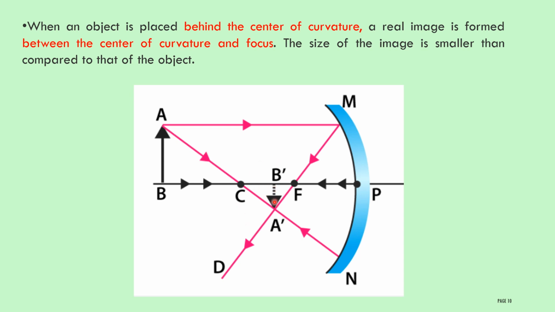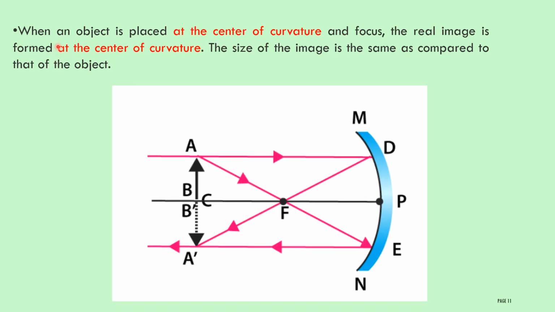Here the image is real because you are able to get the image on the screen. Therefore, it is real. Next, compare the size of the image here. The size of the image is smaller compared to the size of the object. These two points are very important. You have to remember. Next, if you keep an object behind the center of curvature, then the image you will get is between the center of curvature and principal focus. Whatever image you get is real, and the size of the image is smaller compared to the size of the object.